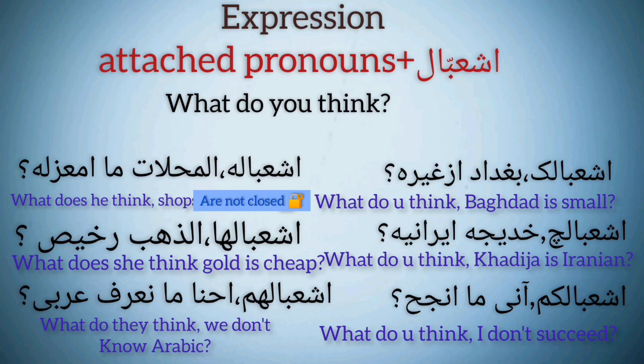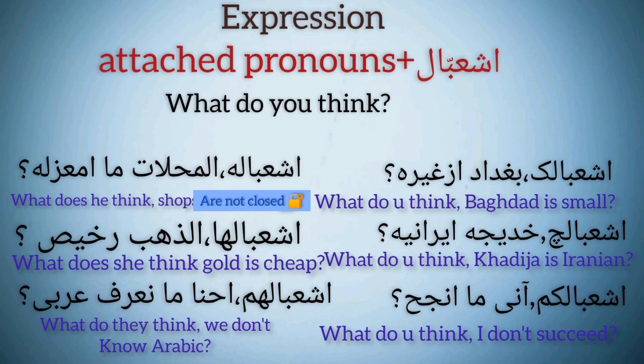And the third one, إيش عبالكم أني ما أنجح. What did you wonder, or what else did you expect? I don't succeed. أنجح means I succeed. But ما أنجح means I don't succeed. The ما makes the verb negative.